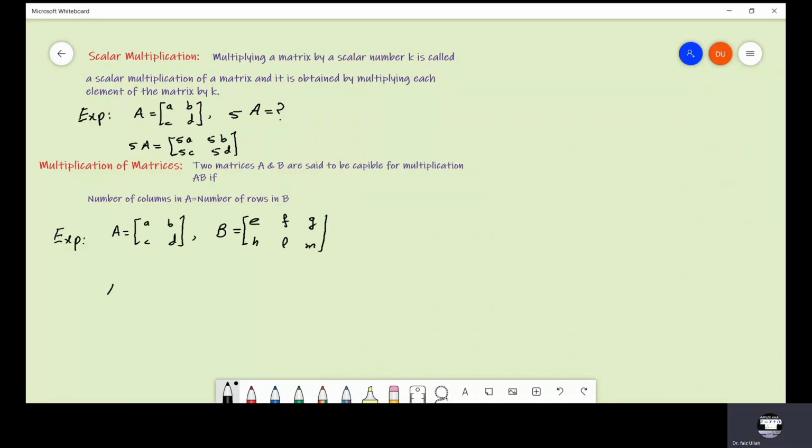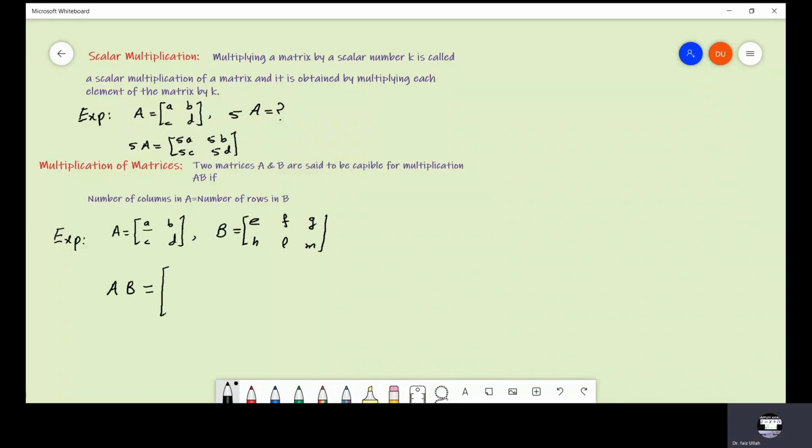Can we obtain the multiplication AB? Look, let us see the number of columns in A. There are 2 columns in A. Now let us see the number of rows in B. There are 2 rows in B. As the number of columns in A is equal to the number of rows in B, we can obtain AB. Now to obtain AB, what do we have to do?